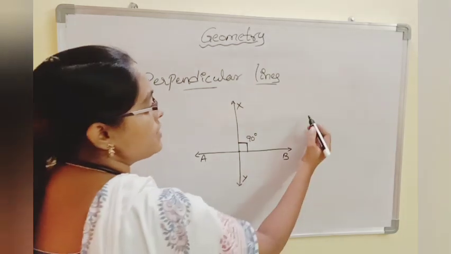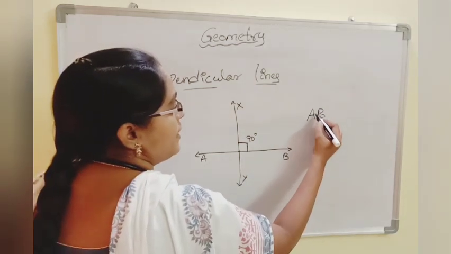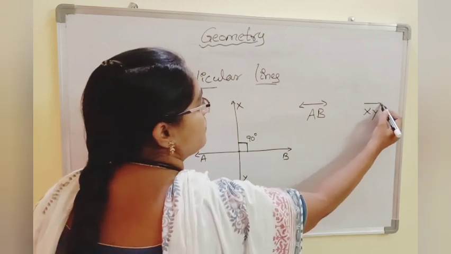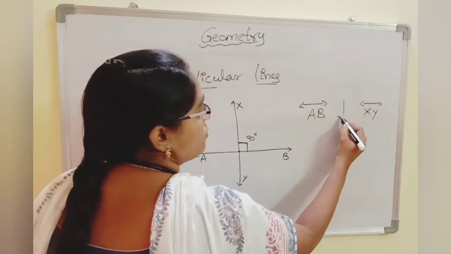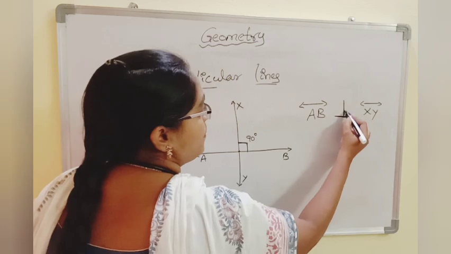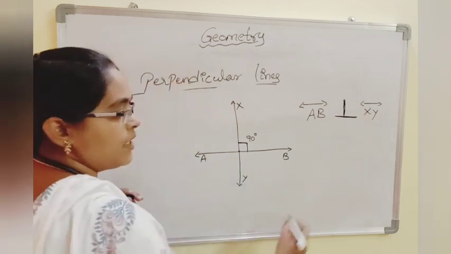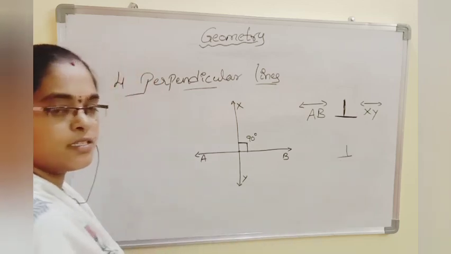So how to represent this? Line AB is perpendicular to line XY. So this symbol we use to represent perpendicularity. This is the symbol of perpendicularity. The symbol for "perpendicular to" is this.